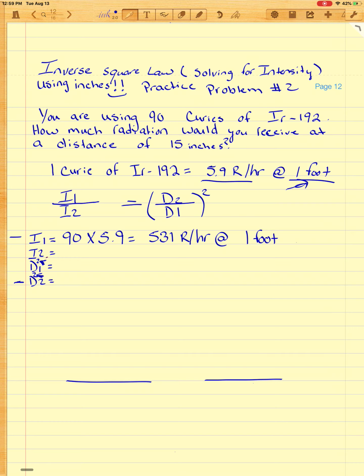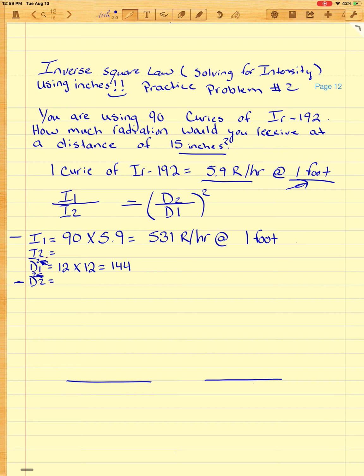Now, because they're asking us for inches, our distance 1 would normally be 1 foot because that's our known, but in this case, they're asking us for inches, so how many inches are in a foot? Of course, 12. So we have to square that. 12 times 12 equals 144.